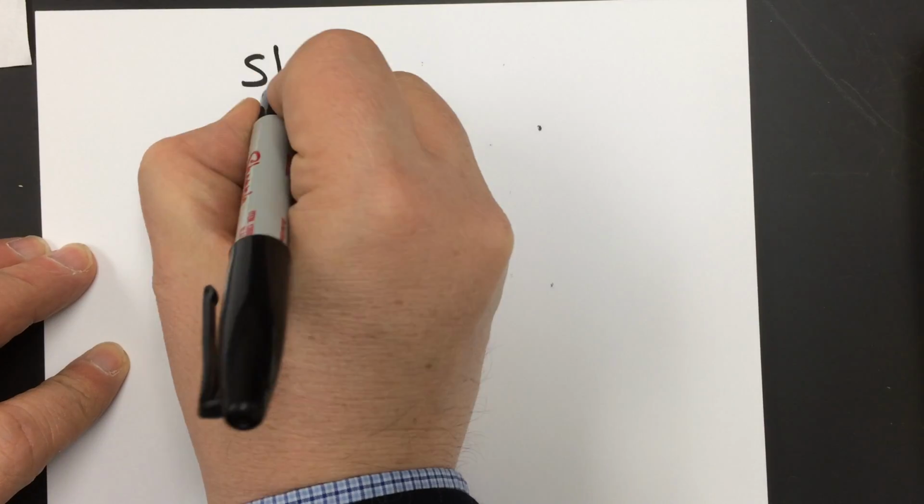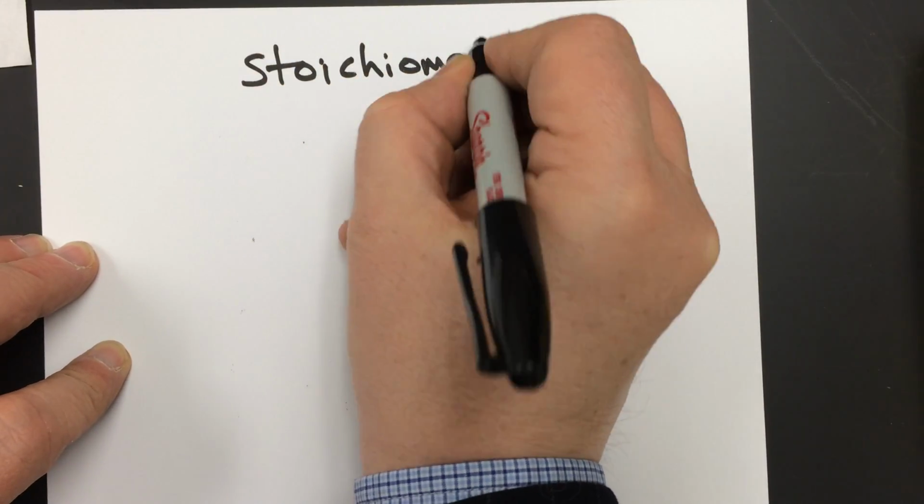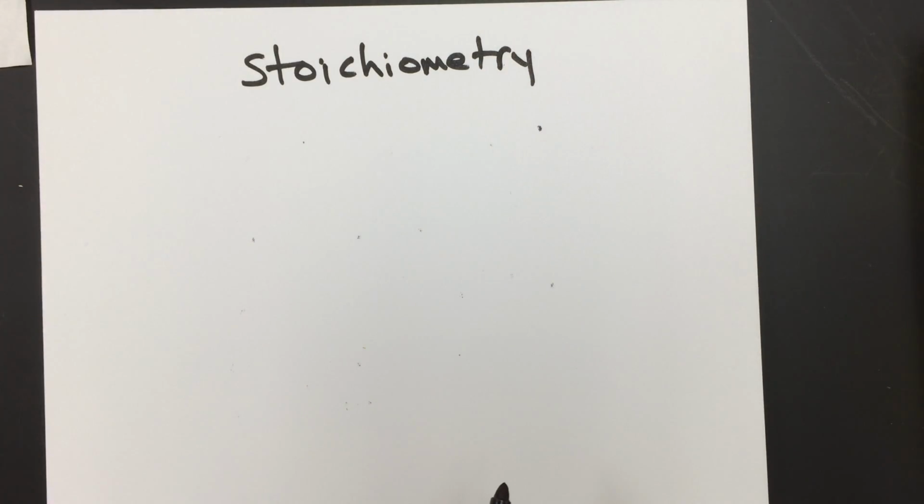Okay, welcome back. In this video, we're going to look at a very useful topic in chemistry, and that's called stoichiometry. Metry is from metrics, which means measure. So we're measuring something based upon a relationship between the reactants and the products in an equation. So we need an equation.